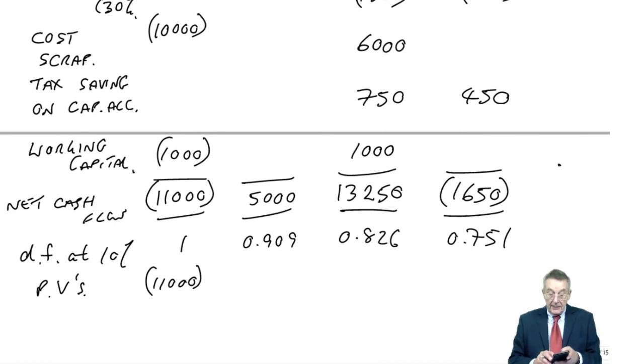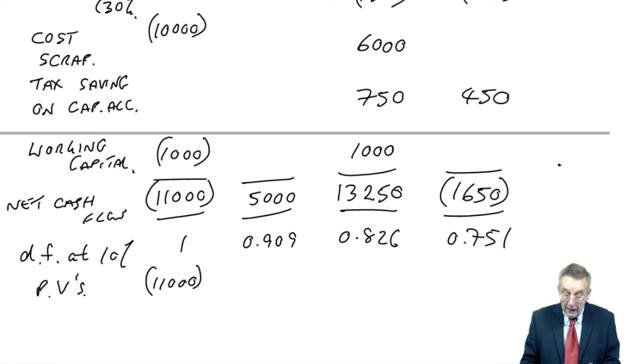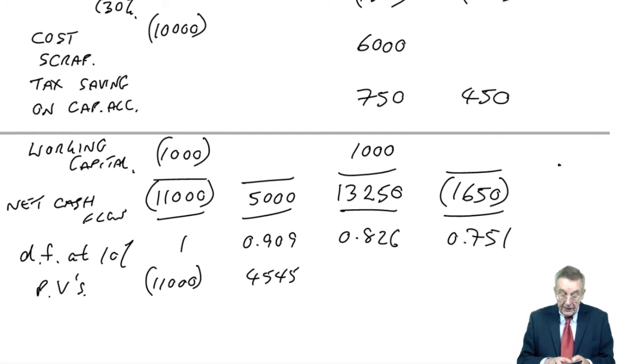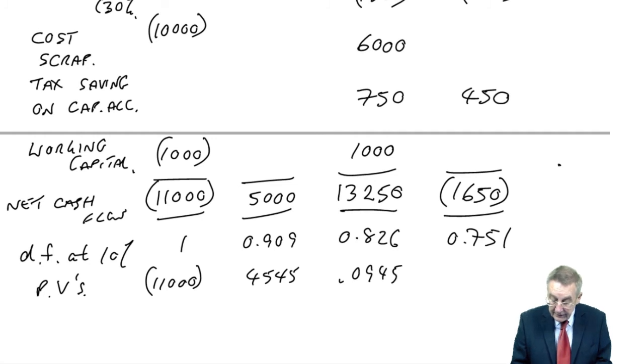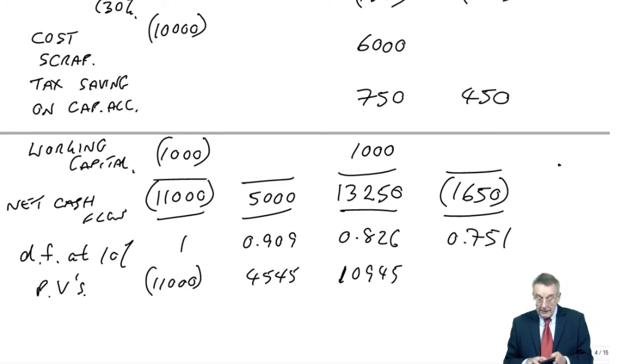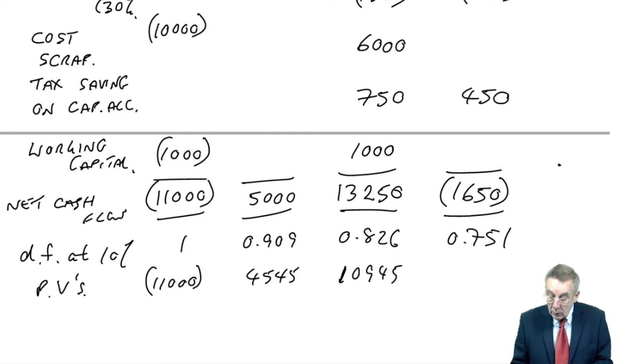5,000 times 0.909 is 4545. 13,250 times 0.826, 10945. Now don't work in cents, for heaven's sake. And finally 1650 times 0.751, 1239. But remember that is negative.